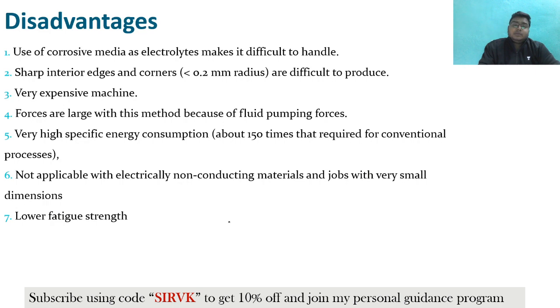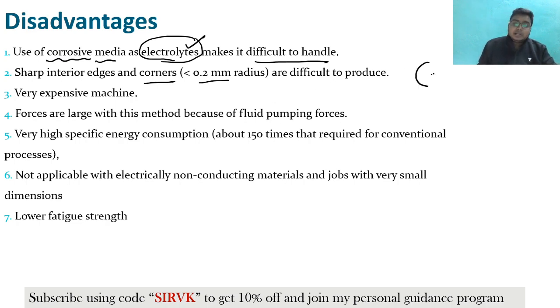Now what are the disadvantages? Basically each and everything will have some advantage, and definitely some disadvantage. So the disadvantage is the use of corrosive media, that is the electrolyte that you are using, NaCl. So what is the problem with NaCl? Definitely this electrolyte makes it difficult to handle, right? Because of this electrolyte there is a corrosion problem, and when there is a corrosion problem, machining becomes a bit problematic. Now, sharp interior edges and corners, that is something around 0.2 mm radius, are difficult to produce. If you want a very fine radius, suppose less than 0.1 mm, then that kind of complicated feature cannot be made easily. Also, the machine is very expensive.